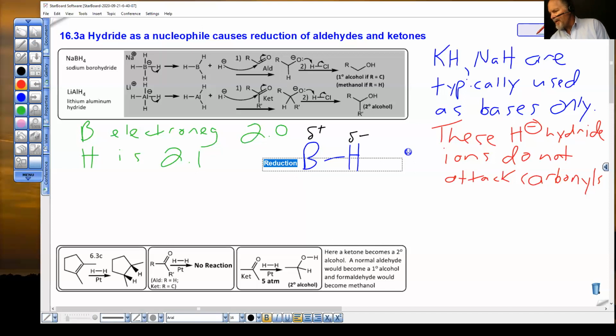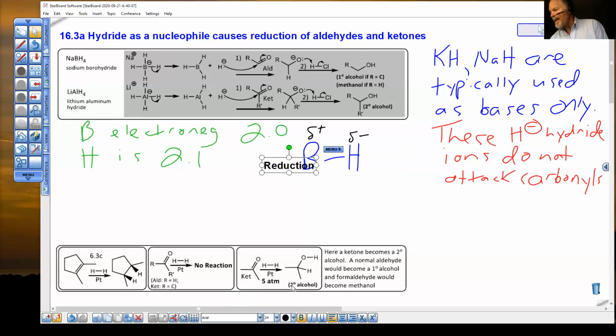And reductions are reactions that replace bonds with more electronegative atoms with bonds to less electronegative atoms. All right, get a little better color action on that one. And the reduction step happens right here.